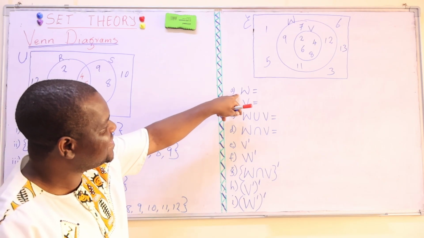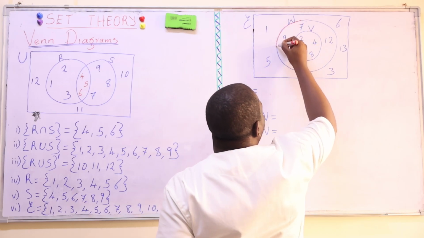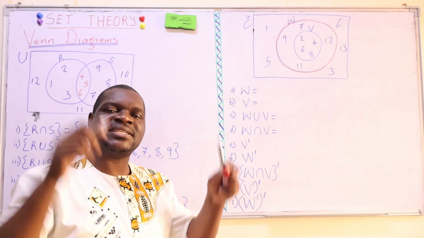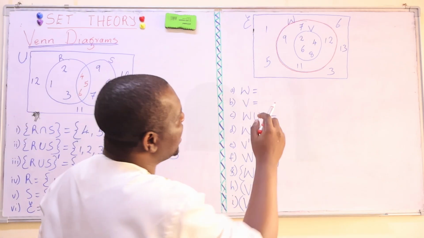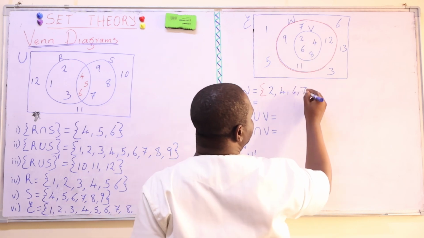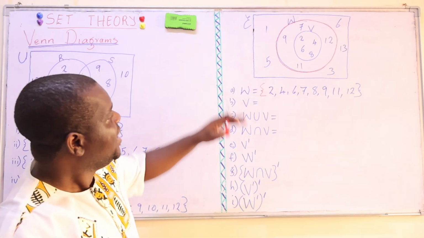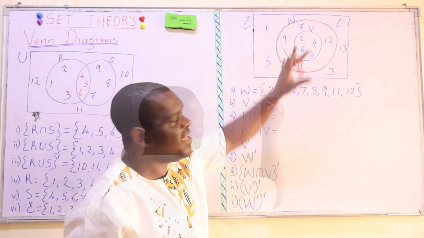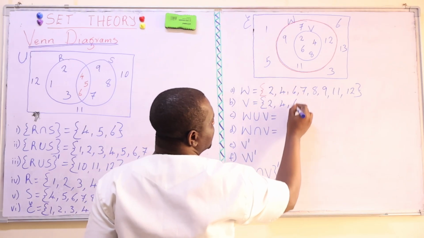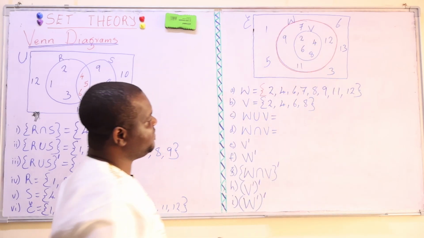Alright, what is the set W? Just look at this set that I highlight in red. What you find in this red means it is in set W. And what are they? We have 2, 4, 6, 7, 8, 9, 11, and we have 12. Let's go to set V. The elements in set V are 2, 4, 6, and 8. Only this makes up set V.